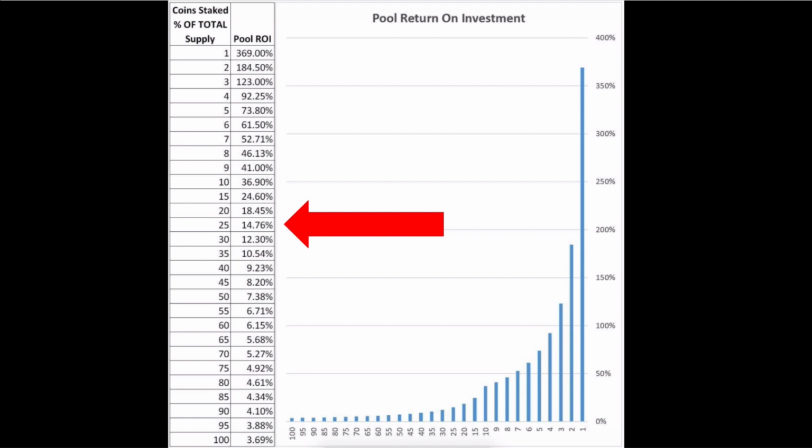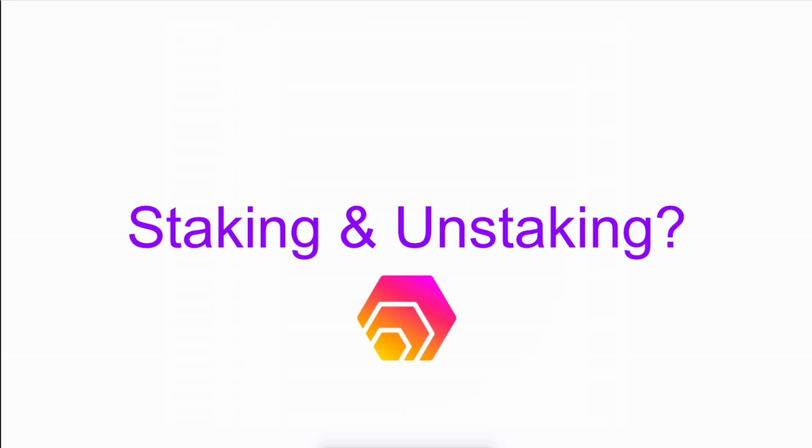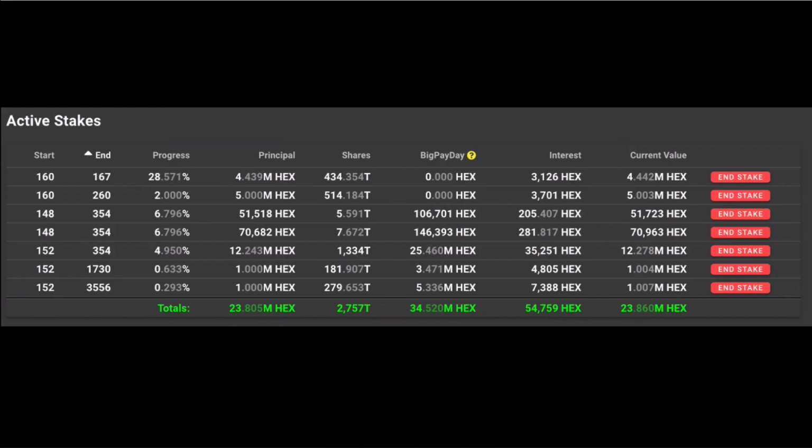Now, if more people stake, the rewards decrease. However, that also means less circulating supply that people can sell on the open market. All right, so what does staking and unstaking actually look like? This is a screenshot of my current active stakes as of today.